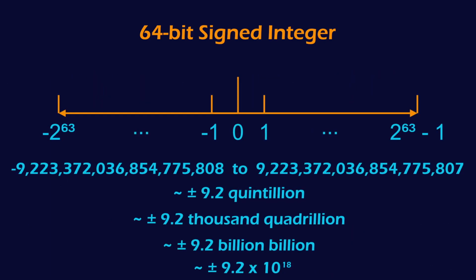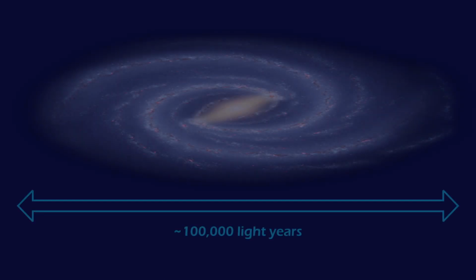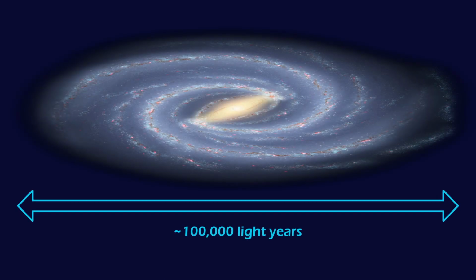Our 64-bit integer gives us a range of approximately plus or minus 9.2 quintillion in decimal, which can also be written as 9.2 thousand quadrillion, or 9.2 billion billion, or 9.2 times 10 to the power of 18. While this is a pretty big number, there is still the possibility that you'll hit this limit. For example, 9.2 quintillion meters equates to approximately 970 light years. This sounds like a lot until we look at the size of something like our Milky Way galaxy, which is about 100,000 light years across.